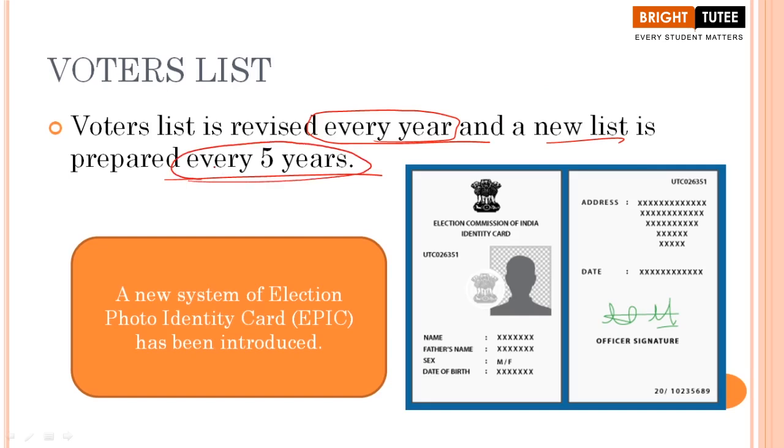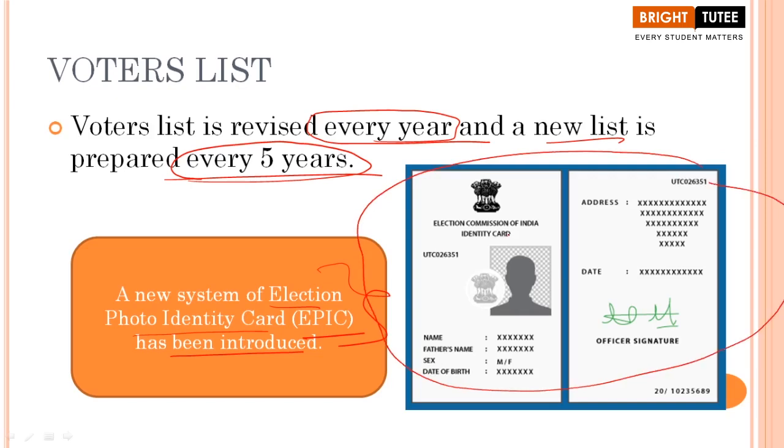But here we see that in our country, a new system has also been adopted. Now what is this new system? A few years back, this new system of EPIC, which is also known as the Election Photo Identity Card, was introduced. Now this term might be new for you. What is this term EPIC? Election Photo Identity Card. Can you see this image here? Yes. So in this image, students, what do you see? The Election Commission of India has issued this card.